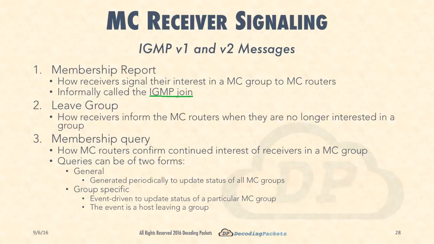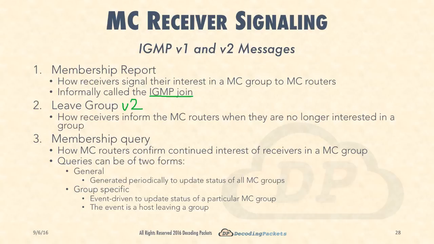The second message is a leave group message. Now, this is specific to IGMP version 2 only. This was the added functionality that differentiates IGMP version 2 from IGMP version 1. This is how the receivers inform the multicast routers when they are no longer interested in a group. So if they no longer want the multicast stream coming to a group, they can sever themselves from that group by sending a leave group message, and this is a message specific to version 2.